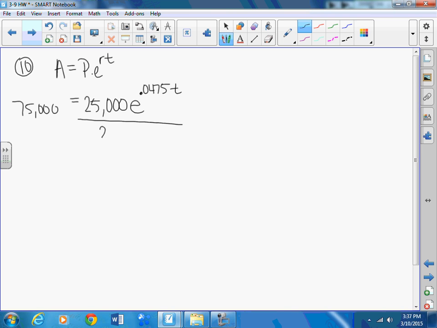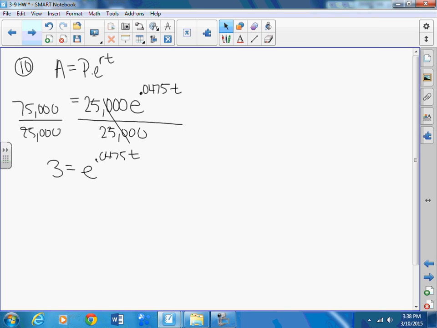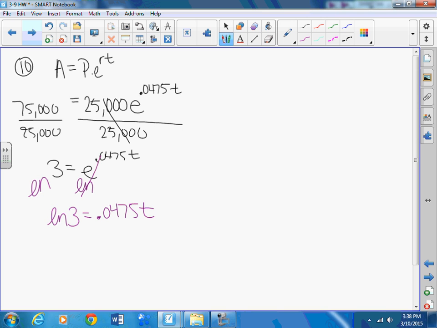Now I can go ahead and solve for t. I'll divide both sides by 25,000. I get that 3 is equal to e to the 0.0475t. Okay, I have t stuck in an exponent, so I need to use a logarithm, but be careful. Since I have e, I need to use the natural log. Remember, e and natural log cancel each other out. If you use common log, this won't work. So I need to do the natural log on both sides. So the natural log of 3, now my e is gone. So it's just 0.0475 times t.